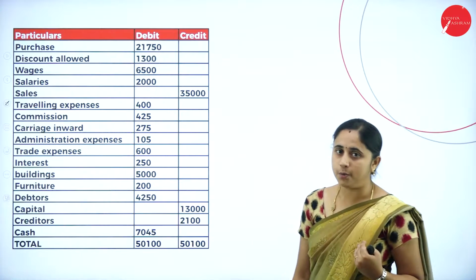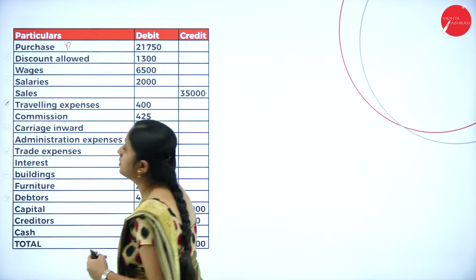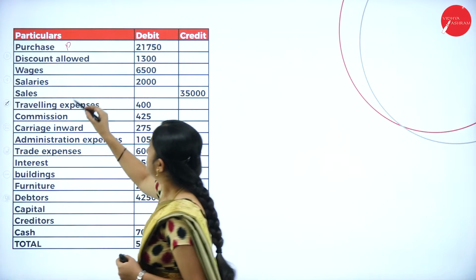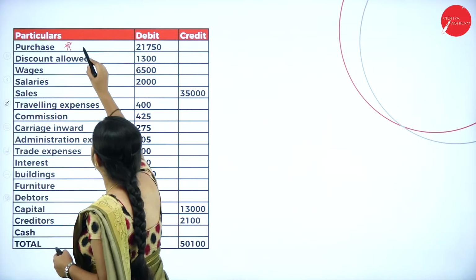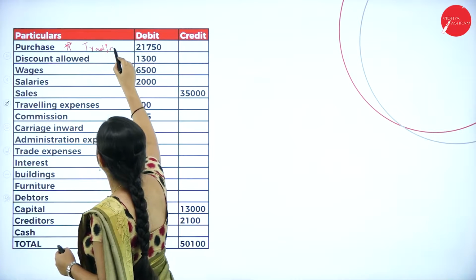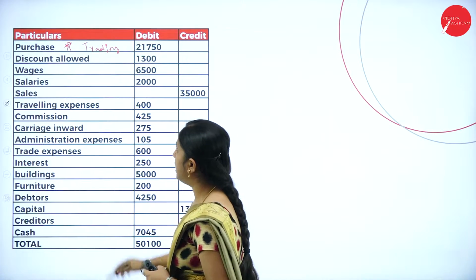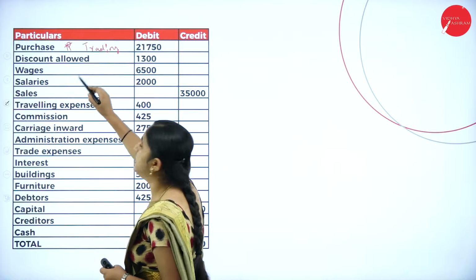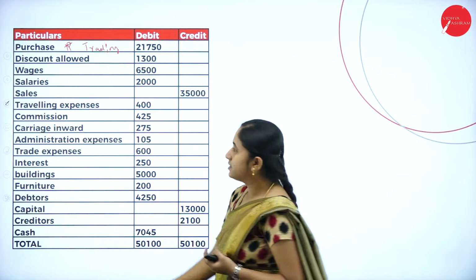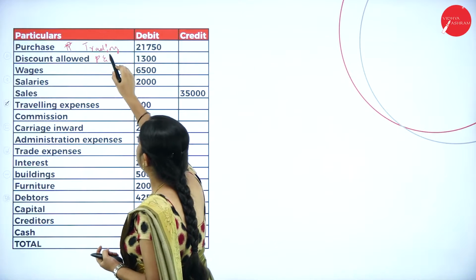Before starting the problem, just identify the items. Purchase, buying and selling activity, so it comes in trading account. Then discount allowed. Discount allowed is an indirect expense. You are giving a discount. It's an indirect expense, so it is profit and loss account.